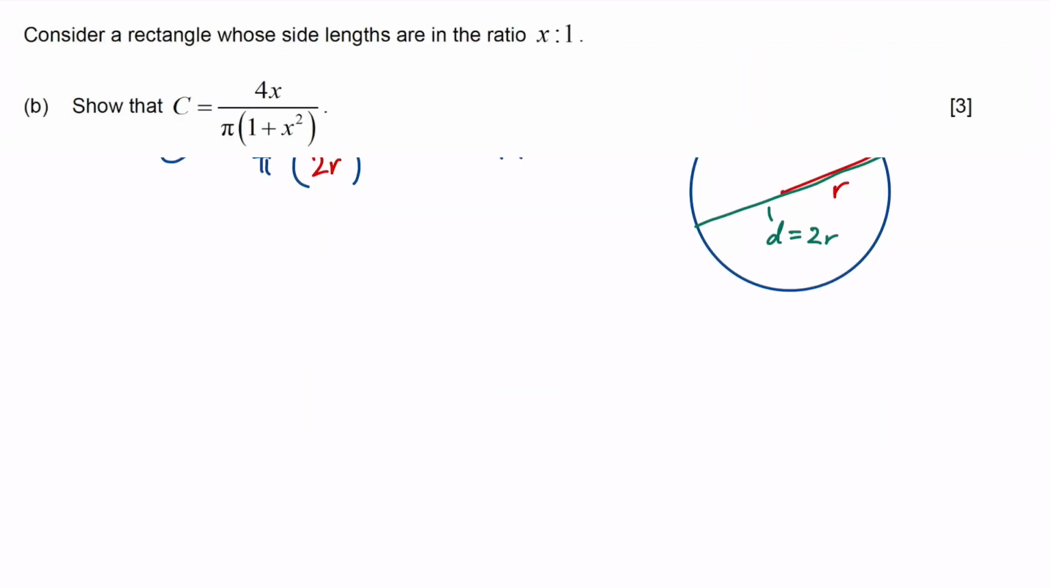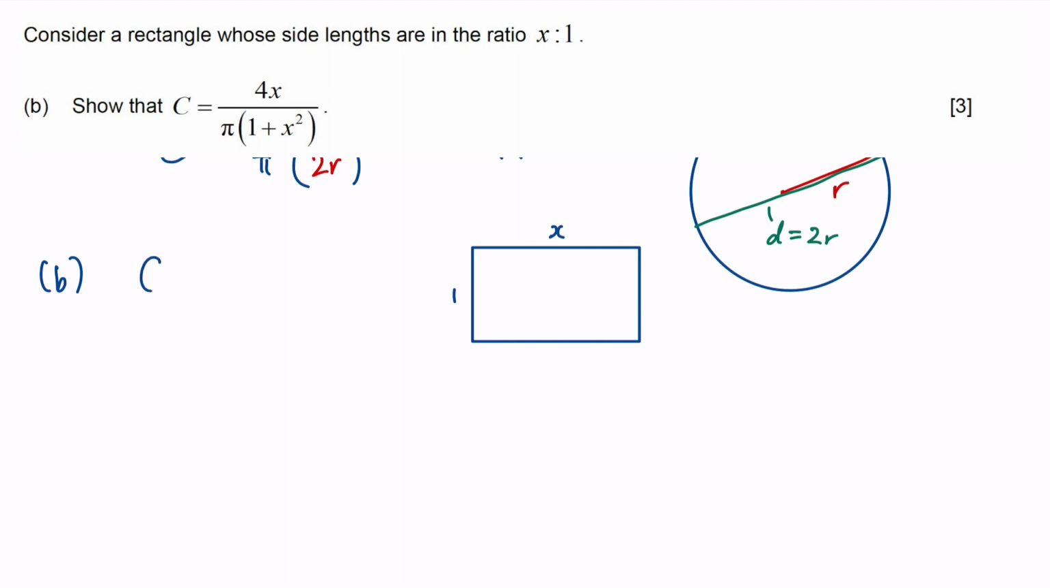Part B now. Consider a rectangle whose lengths are in the ratio x is to 1. Let's draw a picture, a picture always tells 1,000 words. If the ratio is x is to 1, then the longer side must be x and the shorter side must be 1. Part B: show that the compactness C is 4x over pi times (1 plus x squared).